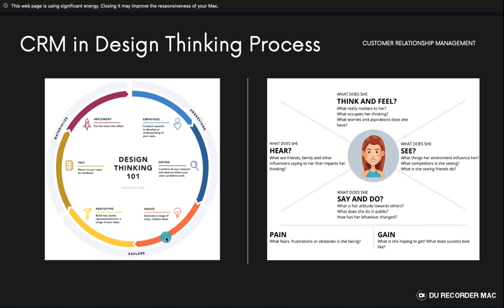You generate a range of crazy ideas and creative ones as well, of course. You'll be like, okay, I want to offer X service to customer A, I want to offer Y service to customer B. And then what do you do after that? You build real tactile representations for a range of your ideas. This could be low-fidelity prototypes, high-fidelity prototypes, something to show a virtual or visual representation of your crazy creative ideas. And what do you do next?